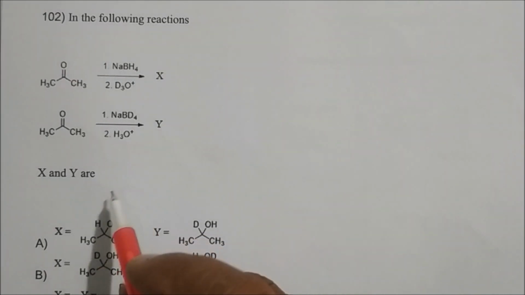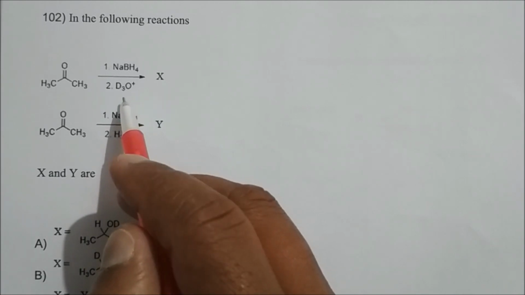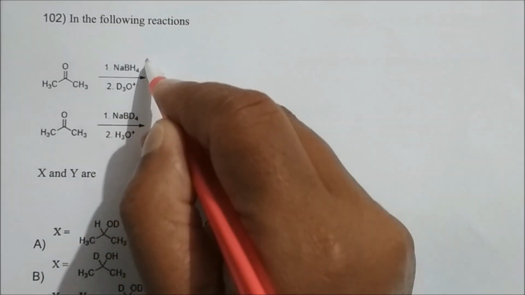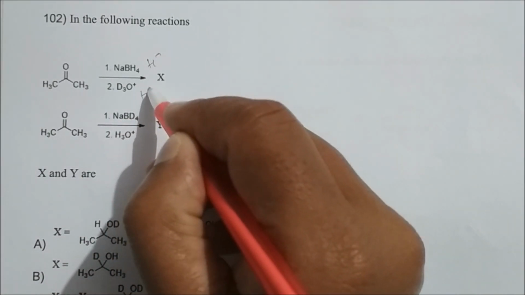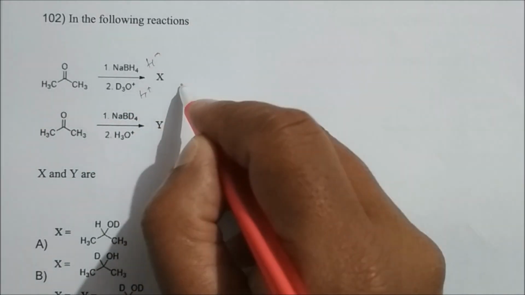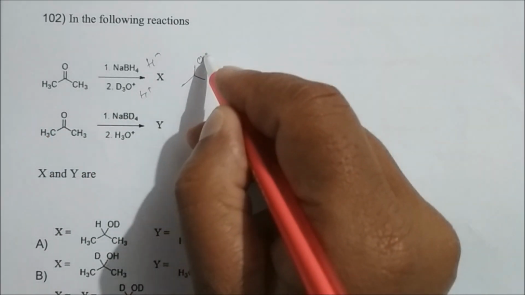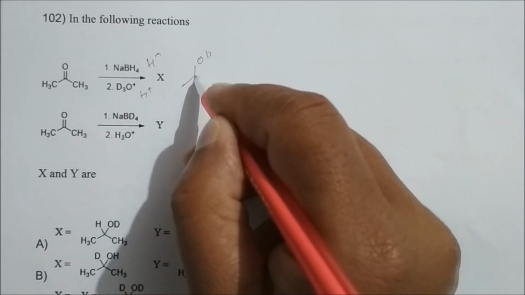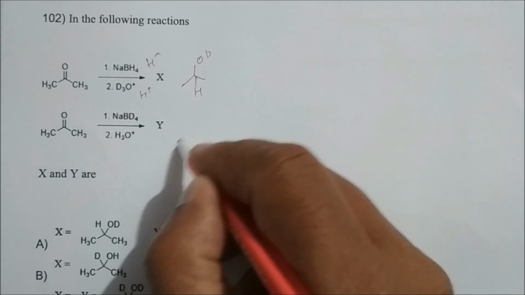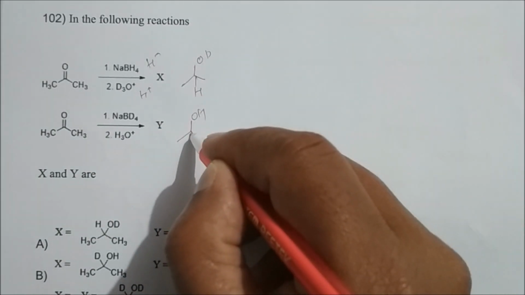In the following reaction, NaBD4 and D3O plus, this will give hydride, and this will give D plus. So on the carbon it will come like this. So this is O, and O will take D and this will take H here. In this case, same thing: O will take H and this will take D.